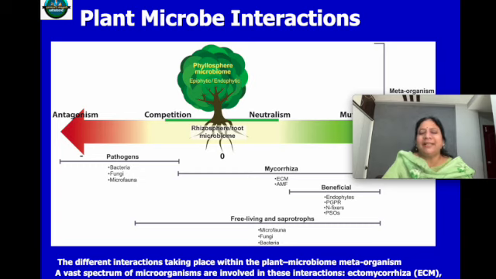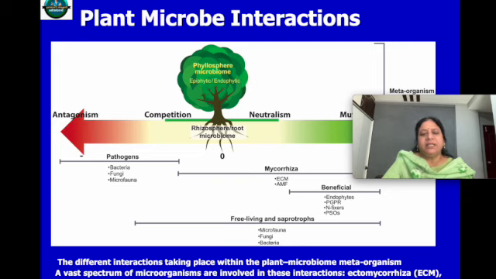They will not get any entry point into the plants. They are checked by the good microbes. The bad microbes are checked by the good microbes. That's why our effort should always be to increase the good microbes in the rhizosphere zone.